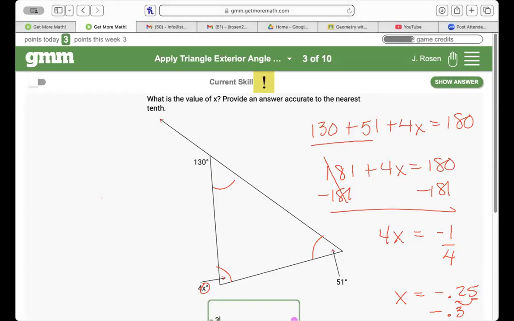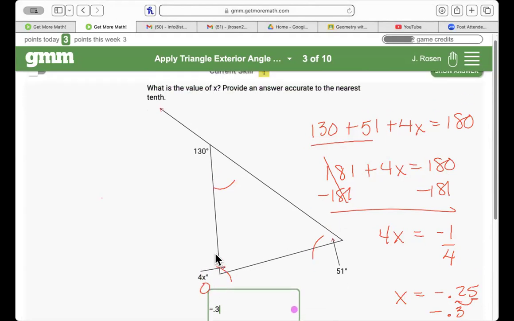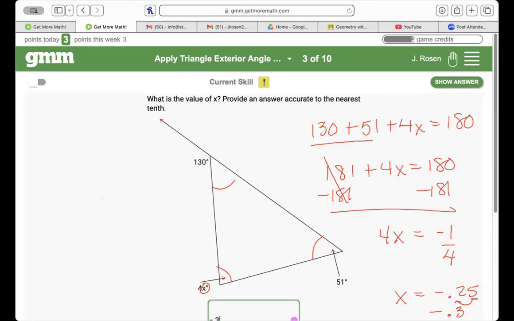So x is, oh, I got something wrong. Okay, so let me go back and see what happened. I copied 130, I copied 51, I copied 4x. Oh, that's what I did wrong. The 130 was an exterior angle. So let me change my colors here.